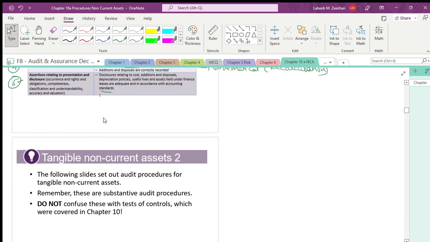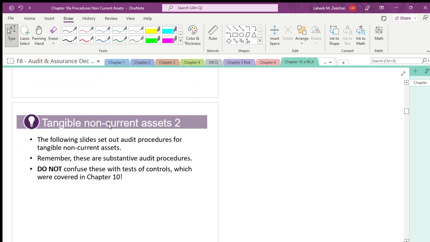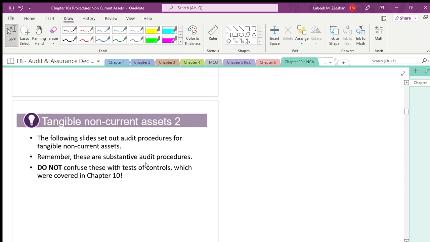The following slides set out the procedures for tangible assets. Remember, these are substantive audit procedures. Don't get confused. This is not a test of controls. This is substantive procedures.